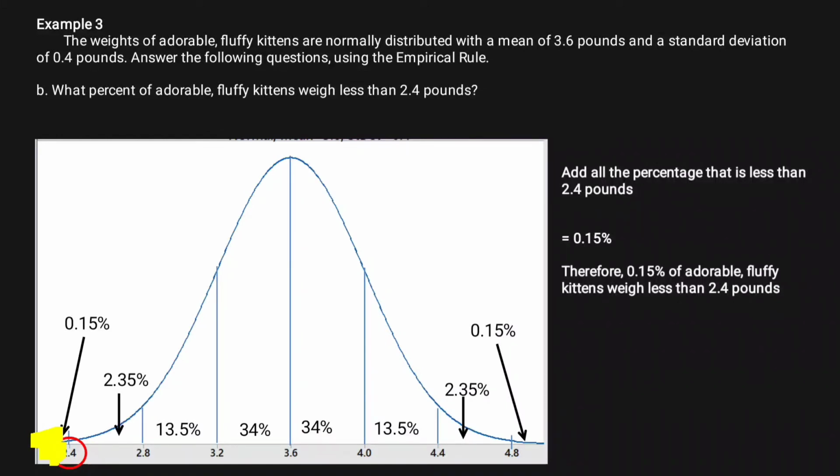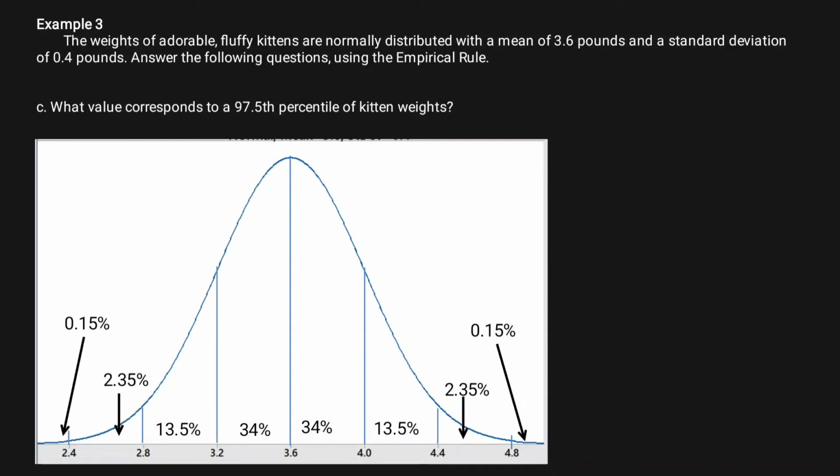Okay, another example. This will be the last example. Letter C, what value corresponds to a 97.5 percentile of kitten weights? So, percentile rank ang hinahanap natin dito. Ibig sabihin, i-arrange natin simula sa pinakamagaan hanggang sa pinakamabigat. For example, meron tayong 1,000 na fluffy kittens. Hahanapin natin yung 975 na rank simula sa lightest to heaviest.